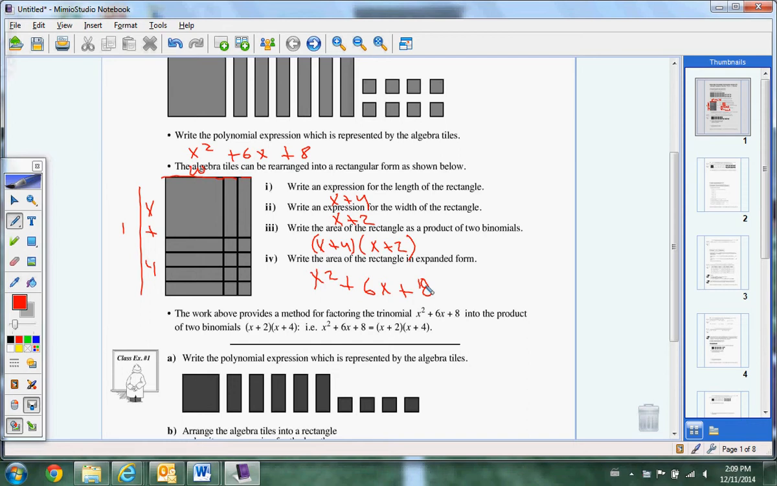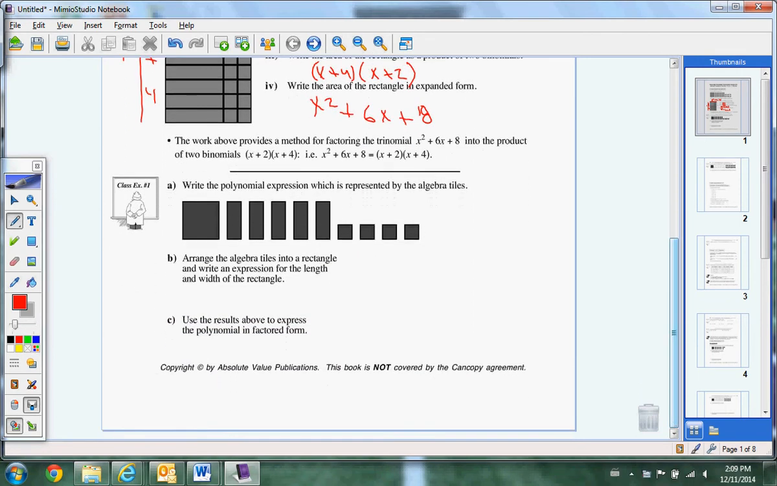Okay, now let's pay attention to the patterns here. 4 times 2 is 8, right? What's 4 plus 2? 6. That's where these come. That's a sum product relationship. 4 times 2 is 8. 4 plus 2 is 6. Okay. All right, so let's go further.